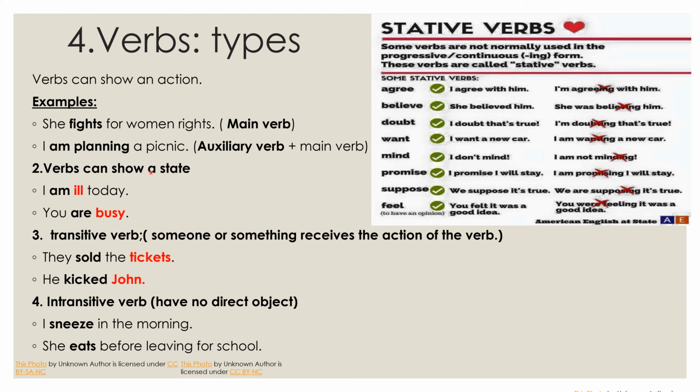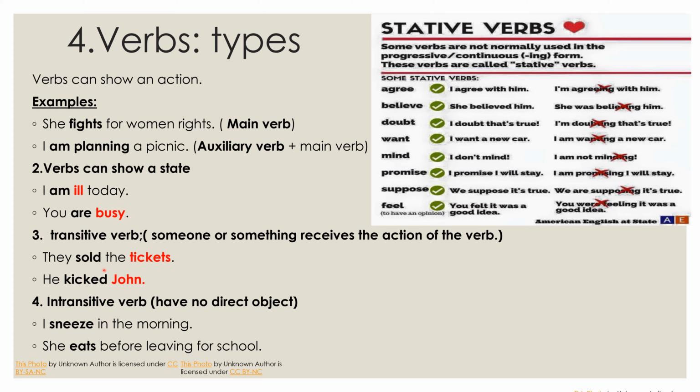Verbs can show a state as well, like I am ill. So am is telling the state of me, that I'm ill. You are busy. So our helping verb, auxiliary verb, is telling us about the state. And another very important type of verbs which have a key role in English grammar are transitive verbs and intransitive verbs. Transitive verbs are the ones which need a proper object to convey their sense. On the other hand, intransitive verbs can go without an object.